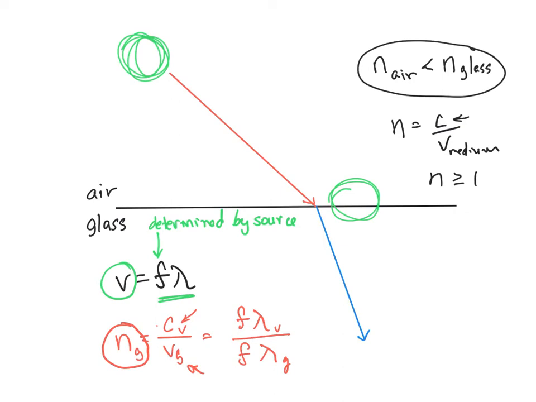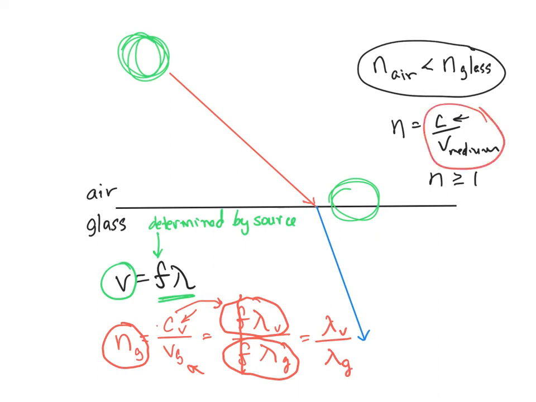So knowing that that's equal to fλ, the speed of light in that medium, I put the frequency of the light times the wavelength of light in a vacuum divided by the frequency of light times the wavelength of light in the glass. I can cancel out the frequency because that's a common factor. So you can think of the index of refraction as not only being a ratio of the speeds of light in the medium, but also a ratio of the wavelengths of light in that medium as well.